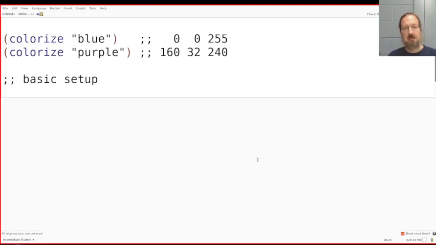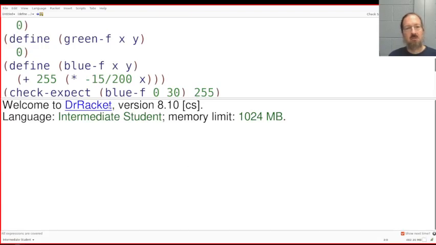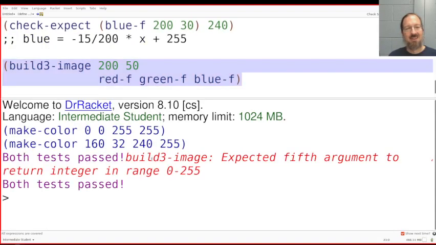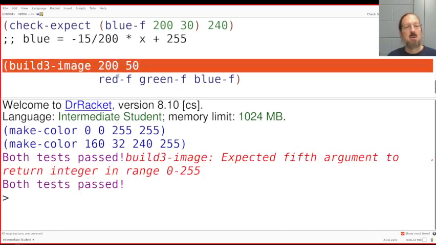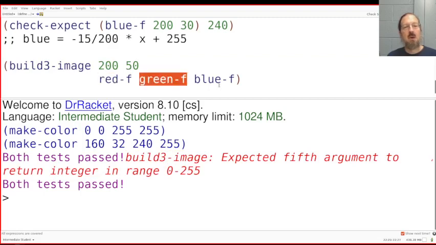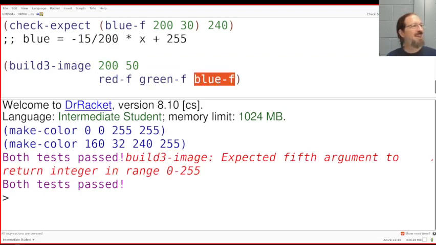So let's double check and make sure this can work. Well, of course, the whole thing. Okay, I wasn't really expecting that to work. Both tests passed, but it's an error. Build 3, if you get an error, try to read it. Build 3 image expected 5th argument to return an integer in the range 0 to 255. It's 1, 2, 3, 4. The 5th argument is the function that I just wrote.